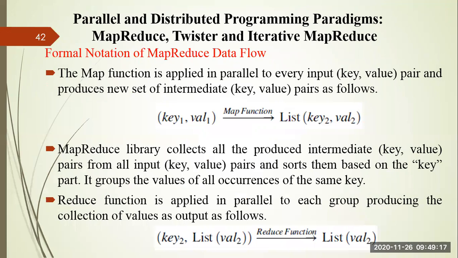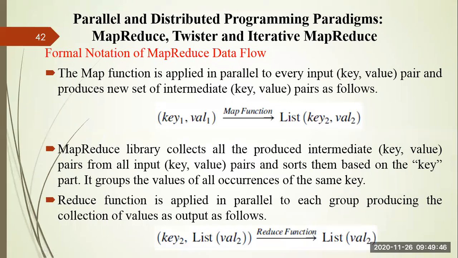So if you go for the formal notation of the MapReduce data flow, what we can say here is that the map function is applied in parallel to every input, which is a key value pair, and produces a new set of intermediate key value pairs as follows. So you are giving a key value pair to the map function. What is the map function doing? The map function generates a list with key 2 and value 2, what you have seen in the example.